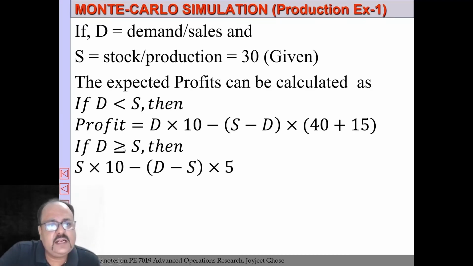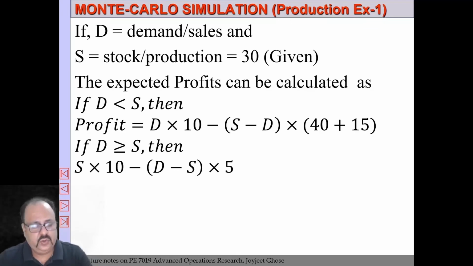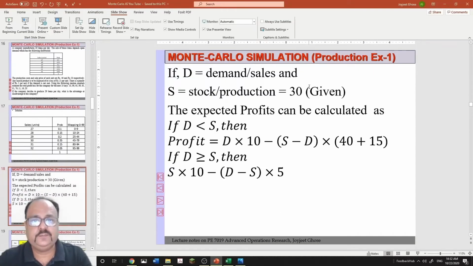Else, if D is greater than or equal to S, then S into 10. That means if demand is, let's say, 31, then 30 only you can sell, because you have produced 30. So 30 into 10 minus the shortfall, there is a loss of rupees 5 for the shortfall. The shortfall is 31 minus 30, into 5. So accordingly we will be calculating. So let's do this.